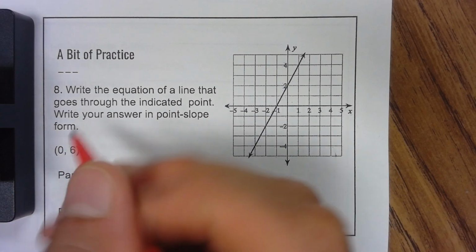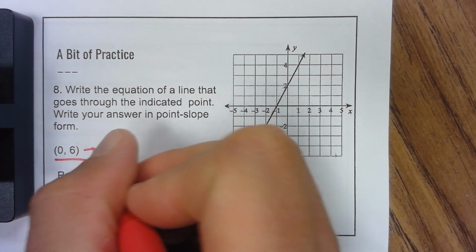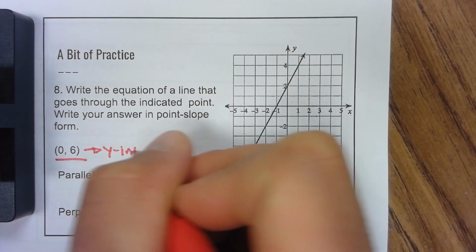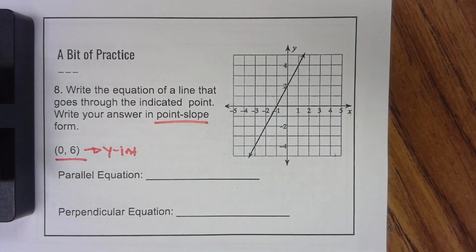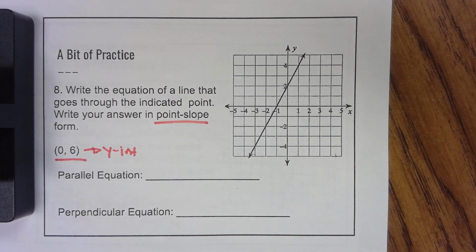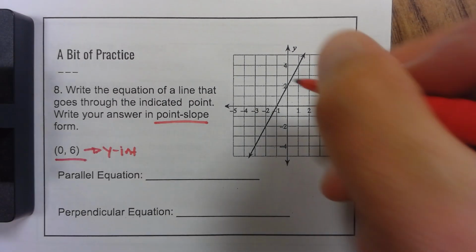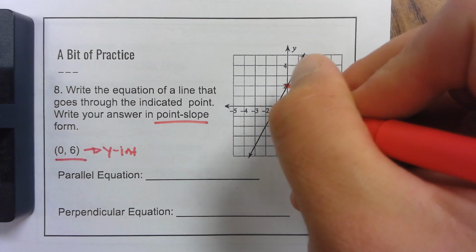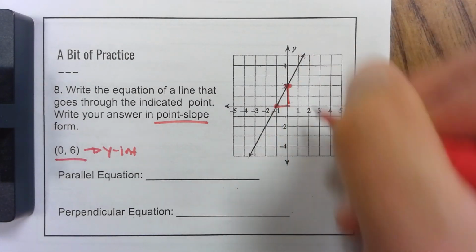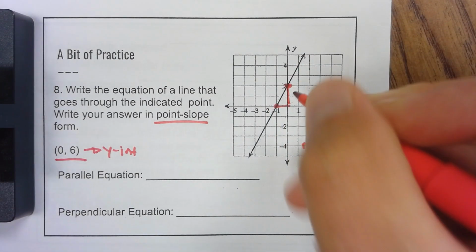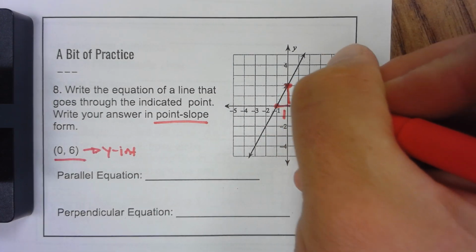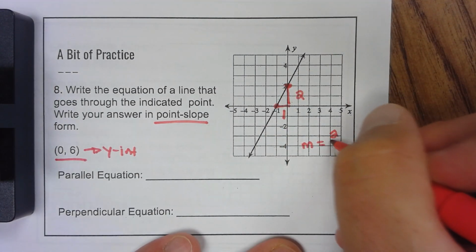And notice that (0, 6) is a y-intercept. It's saying write it in point-slope form, but maybe we do this one in both forms since we're given the y-intercept as well. So finding the slope, I'm going to pick 2 points where it intersects real nicely. I'm going to find the rise over the run. So m, or the slope here, is 1 and then up 2. So it's 2 over 1.